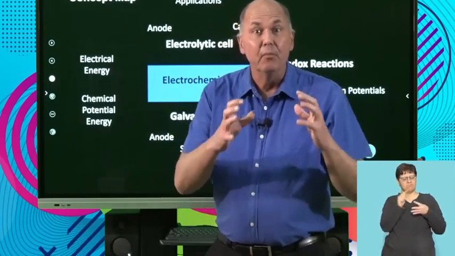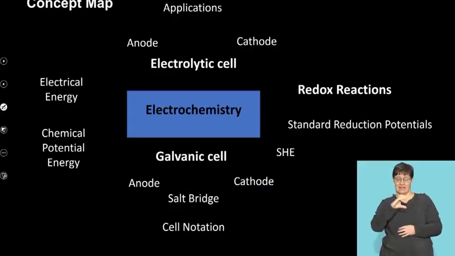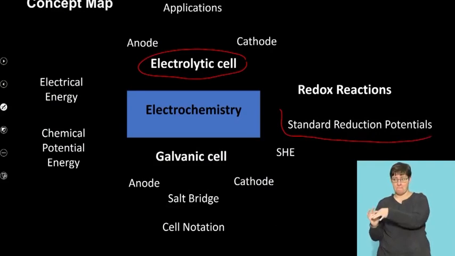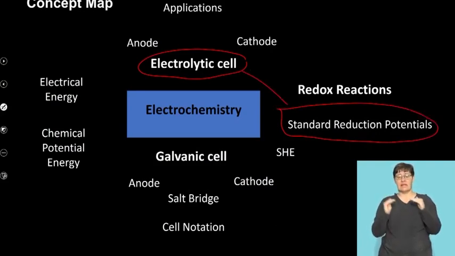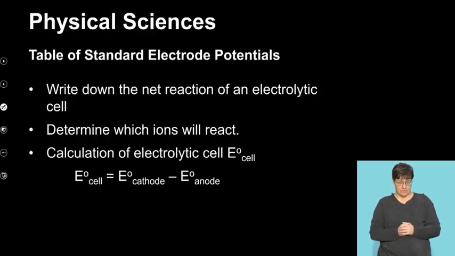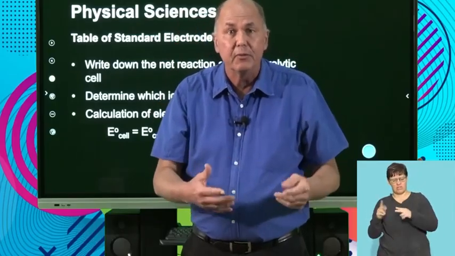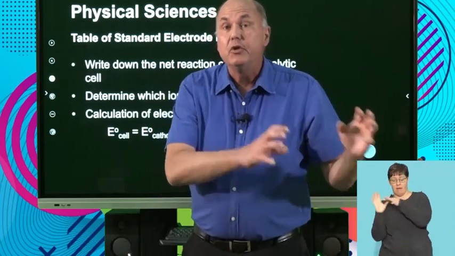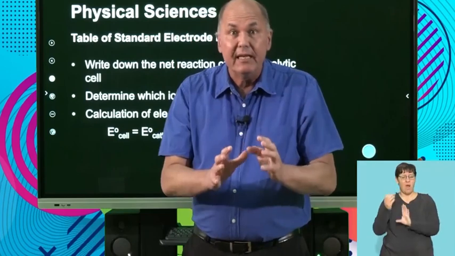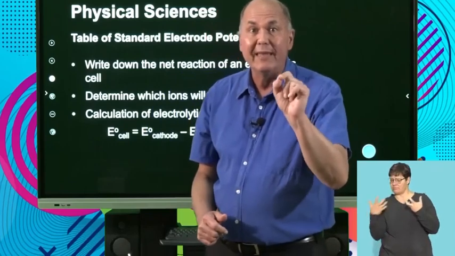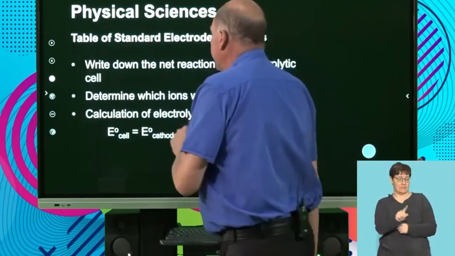Let's get into a little bit more about the electrolytic cell. So our focus today is on the electrolytic cell, and in this section I want us to take a look at the link between the electrolytic cell and the standard reduction potentials. You will remember the standard reduction potential table. It's that table with all of the half reactions, they're reversible reactions. We're going to link those to the electrolytic cell. We did it with the galvanic cell. Now we're going to see what we can do with that table and the electrolytic cell.